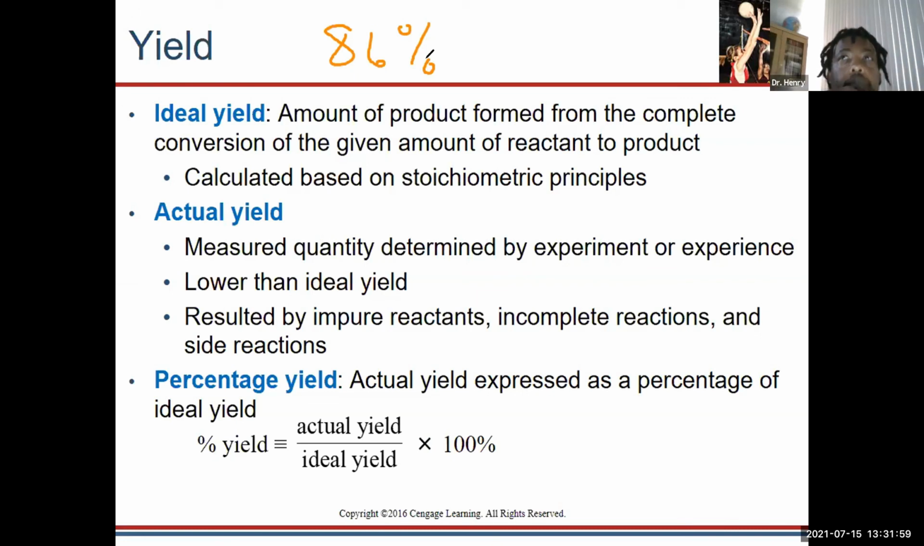Okay. So I got 86% yield the first time I did the experiment. So then I'm like, okay, I got 86% yield. That's not good enough. I want to get 100% yield because I'm a bit of a perfectionist. 86% is not enough. So let me try again.